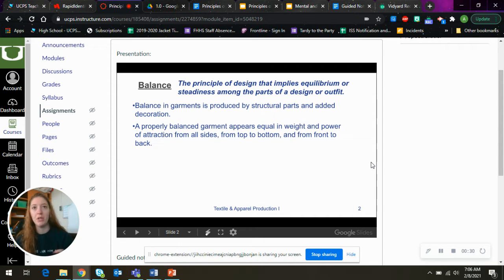And so remember, if you think about structural versus decorative lines, if you take out the structural parts, then you actually don't have the article of clothing. But if you're just taking off the decoration, you still have the clothing, it just doesn't have the decor. And then a properly balanced garment appears equal in weight and power of attraction from all sides, top to bottom and front to back.